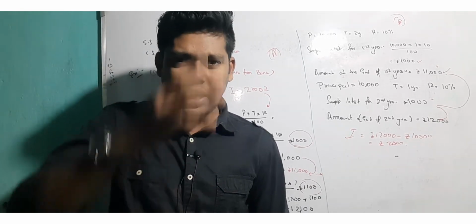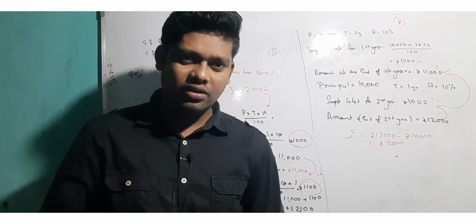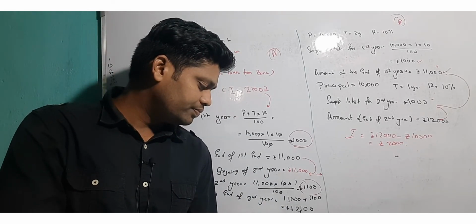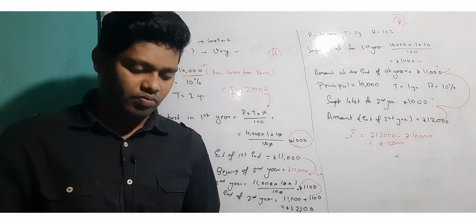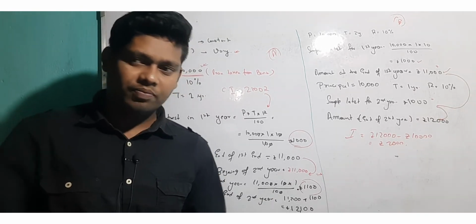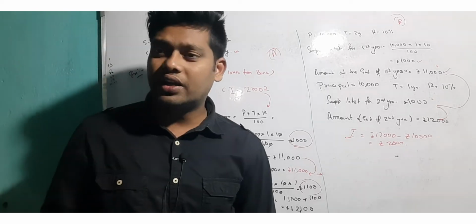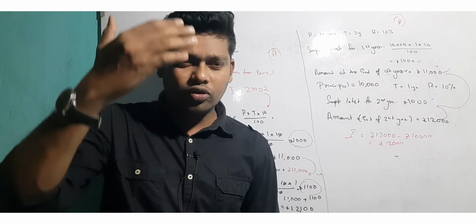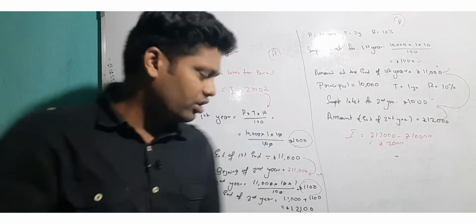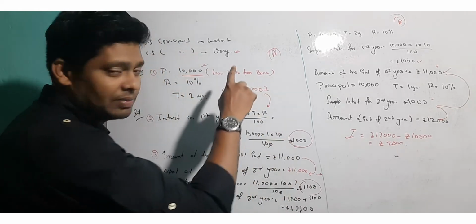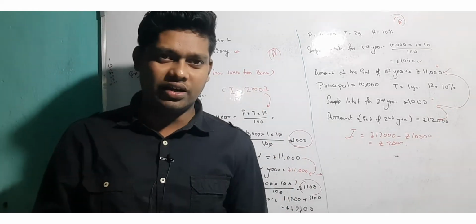So for that you have to do the calculation up to the amount of the second year. How to find out compound interest at the end of the second year, you tell me. Compound interest at the end of the second year means you should have the amount at the end of the second year. For that you do the calculation, then this amount minus the principal, so you will get the compound interest at the end of the second year, clear.